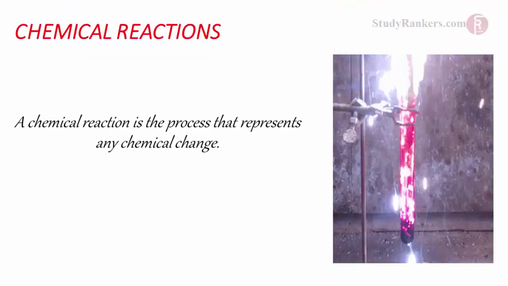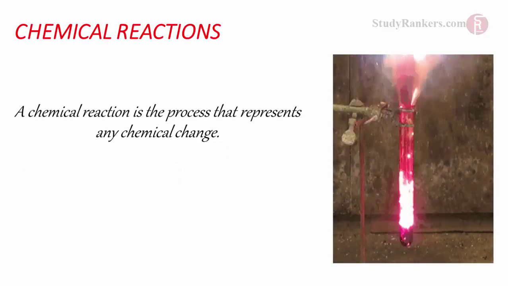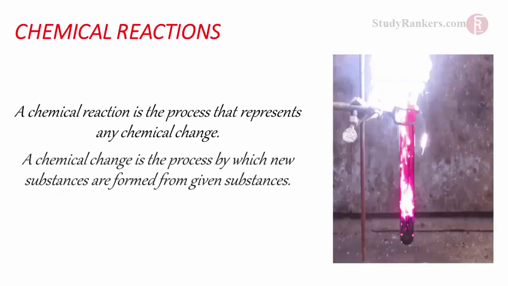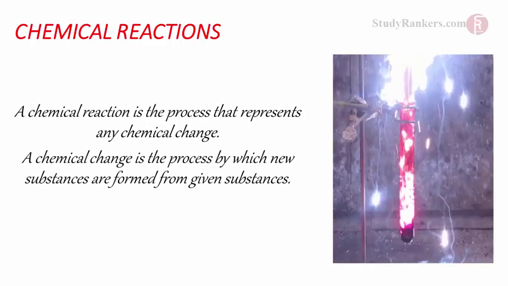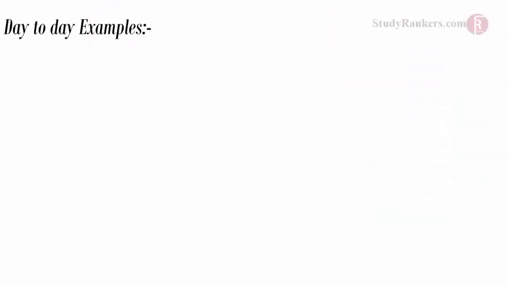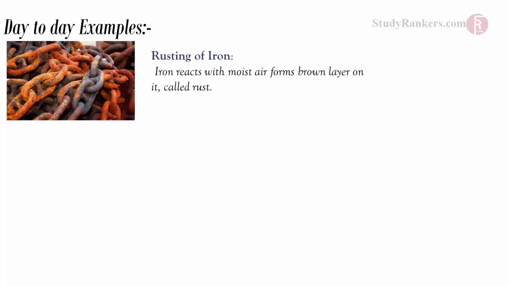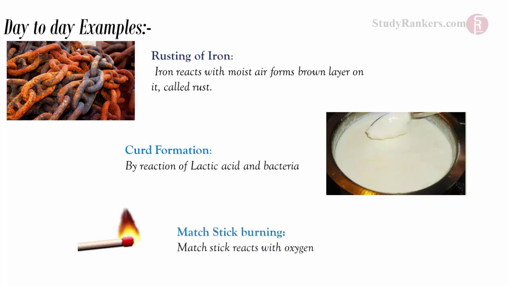A chemical reaction is the process that represents any chemical change. A chemical change is the process by which new substances are formed from given substances. Substances combine chemically among them. Here are some day-to-day examples of chemical reactions: rusting of iron, curd formation, burning of matchstick.